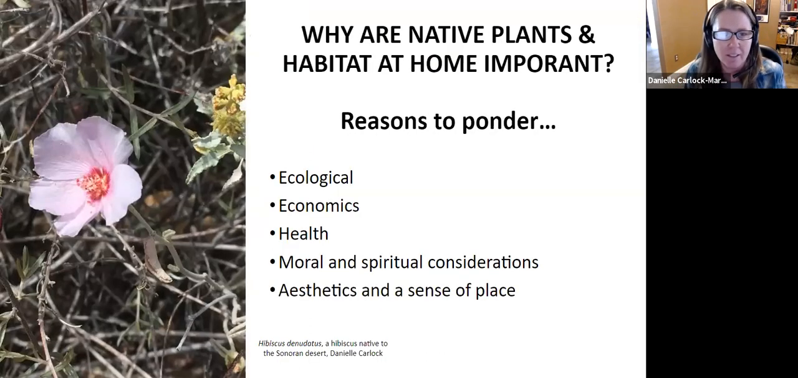Next slide, please. So I'm going to offer up 5 different reasons to ponder about the importance of native plants and habitat at home. And these can be used maybe as talking points as you think about talking and educating in your communities. And some may resonate with some folks more than others, depending on things about their background and their worldview. So we'll look at these 5 different types of considerations. Next slide, please.